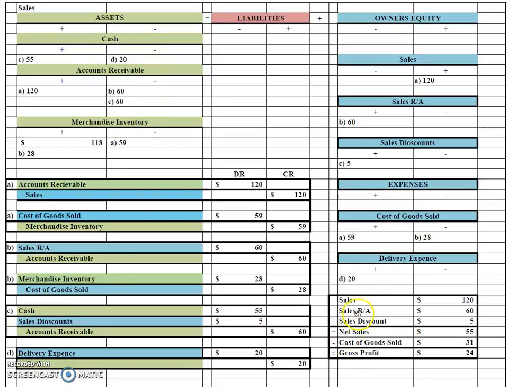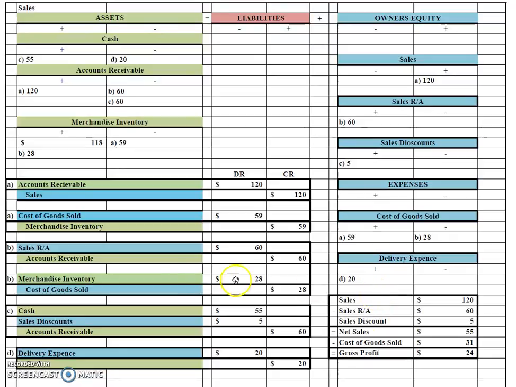At this time, I want you to look at this formula box we have here. This would be the top of your multi-step income statement. And the formulas are in here. Sales minus sales returns and allowances minus sales discount equals net sales. Minus cost of the merchandise sold, or cost of goods sold, equals the gross profit made on the sale.